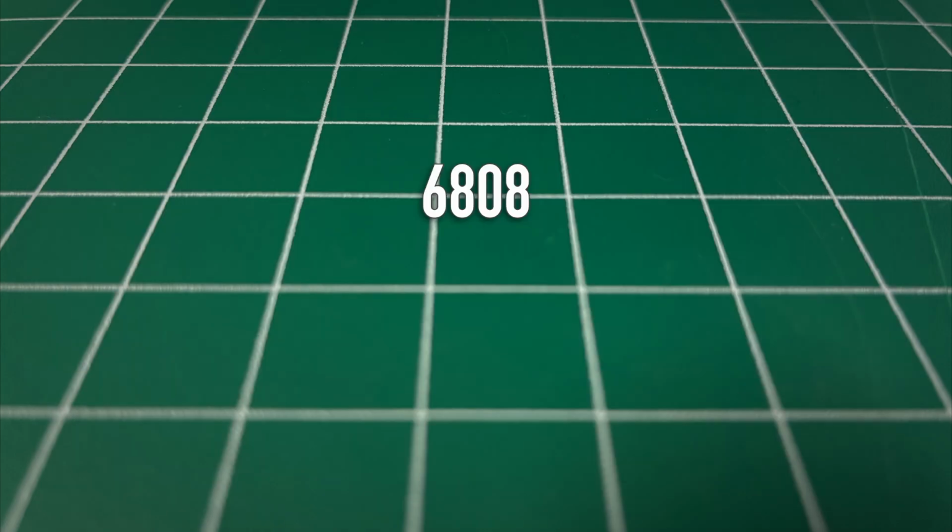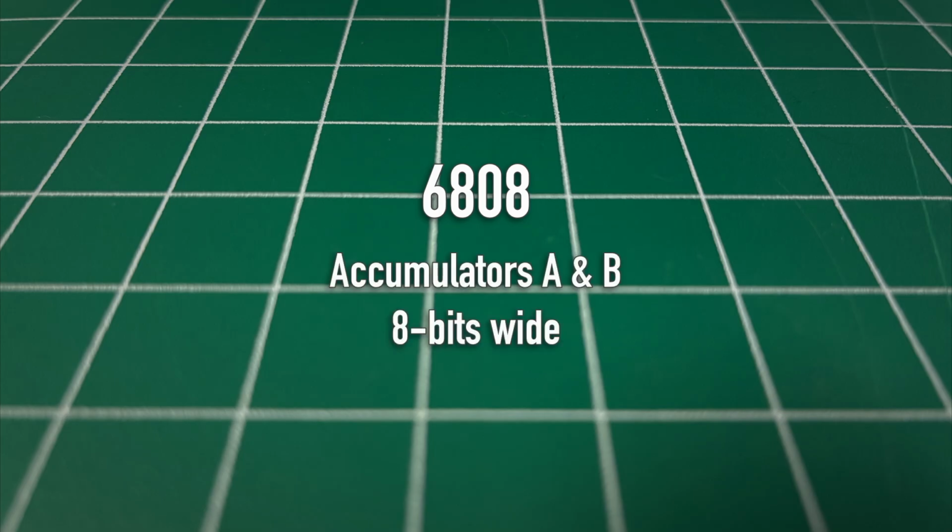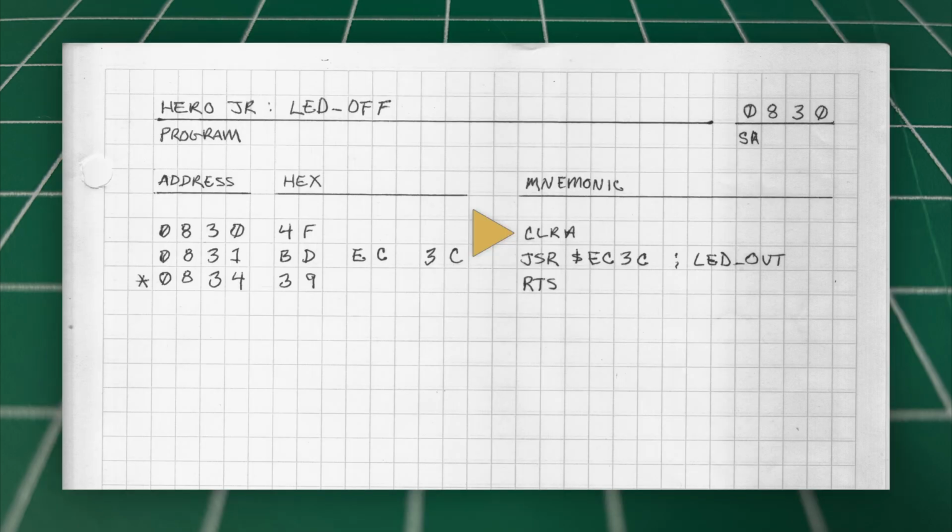Recall that the 6808 microprocessor has 2 accumulators named A and B. They are 8-bit wide specialty registers that are used to store the results of arithmetic operations. CLR-A is a new instruction which simply clears the A accumulator. It just sets it to 0, plain and simple. Let's load this short routine into memory at address 0830 and run it from the monitor. If you need a refresher on using the monitor, see the last video, part 6.